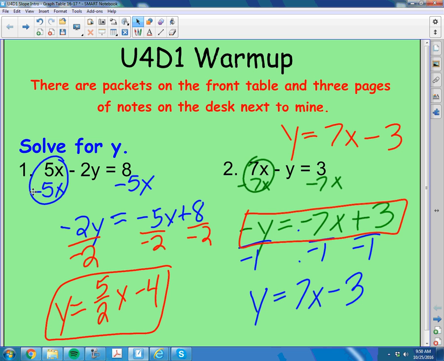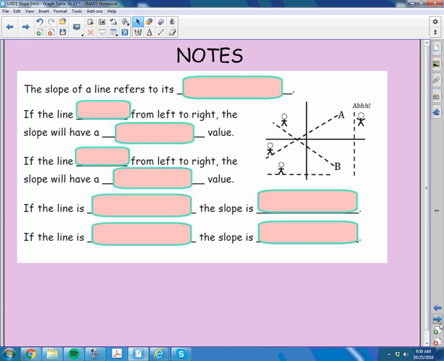Cool. So here we go. Notes. Now remember, I'm going to roll through these notes. You're going to fill it in on your note sheet.